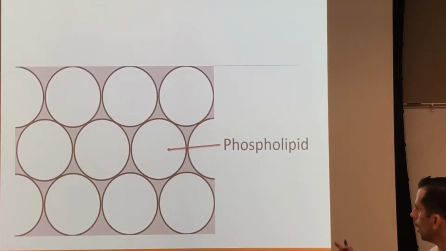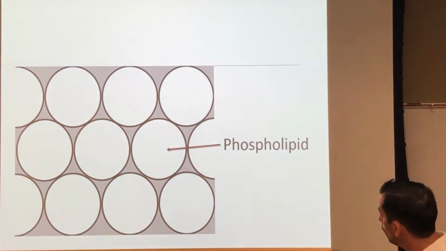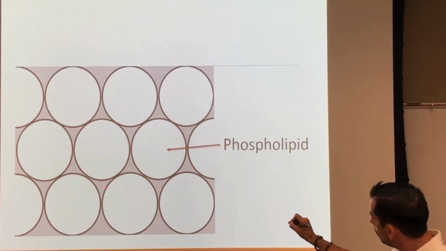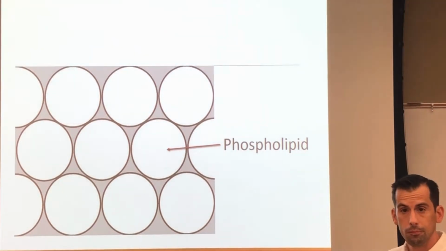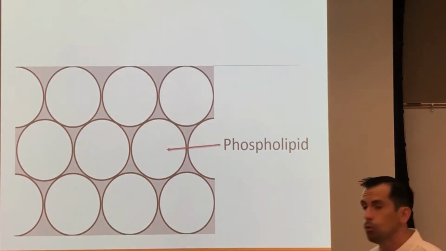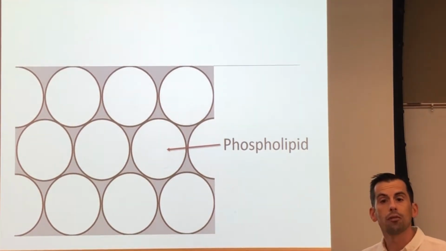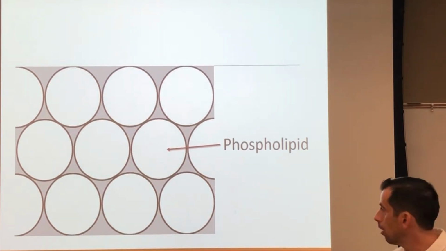Here's what we see when we look downward at a plasma membrane. We see our phosphate heads, and we see these spaces in between. Simple diffusion implies that we are going directly through those spaces and crossing that hydrophobic fatty acid environment to get to the other side of the membrane.